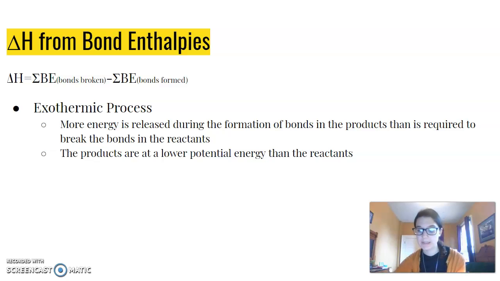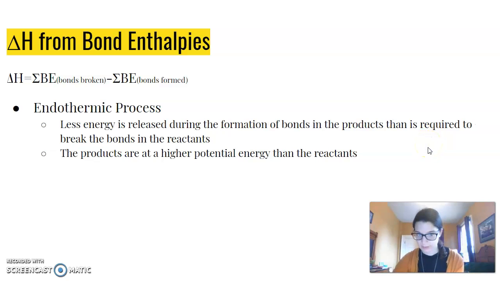So if energy released is greater than the energy required to break, then the process is exothermic because overall it is releasing energy. Whereas during endothermic processes, if the energy required to break bonds is greater than the energy released, then the process takes energy and it's endothermic. So energy has to be input into the system overall. So that's the difference really that we see between endothermic and exothermic.